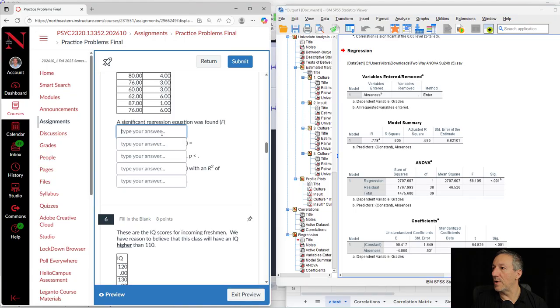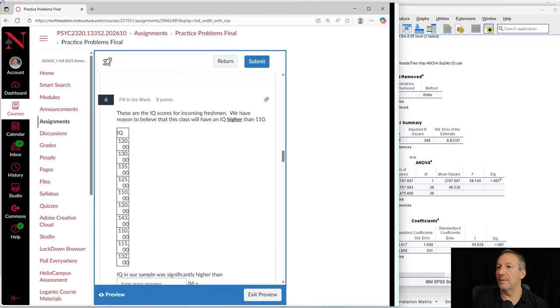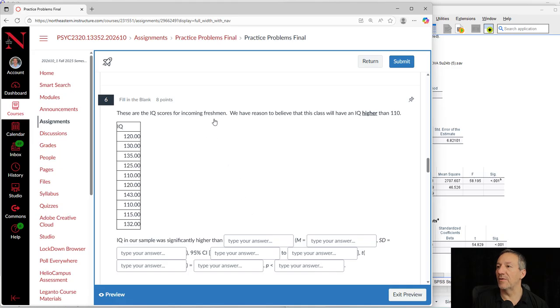Okay, significant regression was found. Our degrees of freedom, which are 1 and 38. Our F statistic is 58.20. Our P is less than 0.001, and our R squared was 0.61. No leading zero on R squared or P values. There we go.